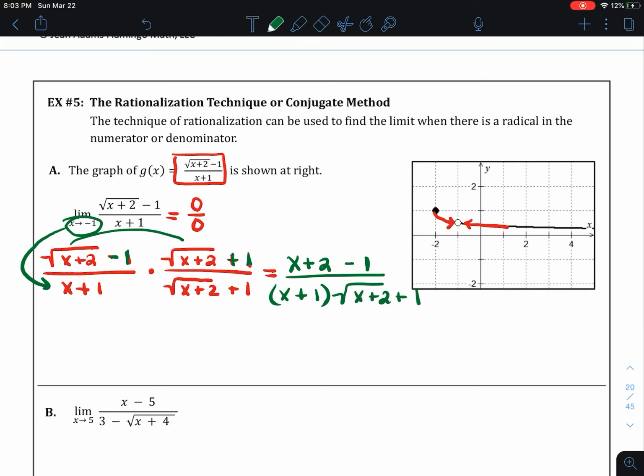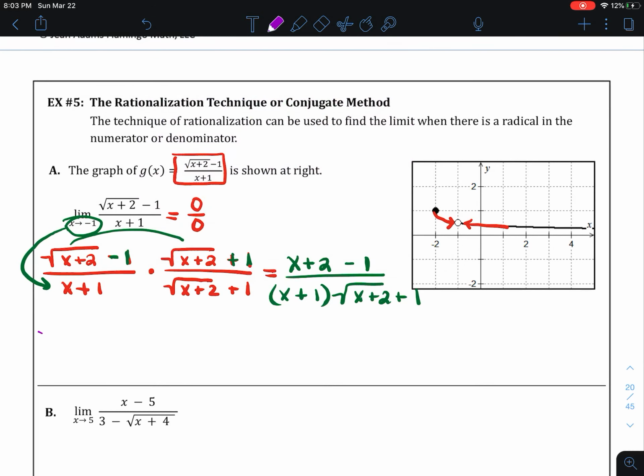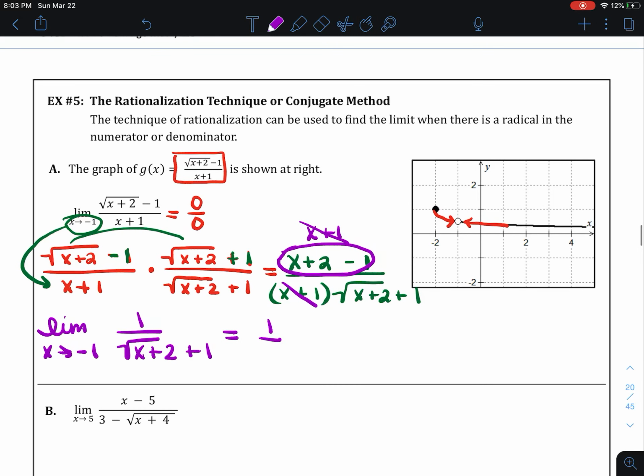What you're going to finish simplifying, when we simplify the top, we have the limit as x approaches negative 1. So this simplifies to x plus 1, which is perfect. We're going to get that to cancel out, and we're going to have the limit as 1 over the square root of x plus 2 plus 1. Plug in negative 1, and I believe we're going to get a half, which is right where it looks like this hole is.